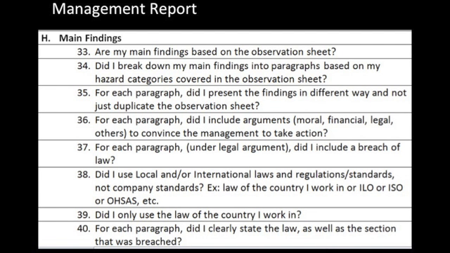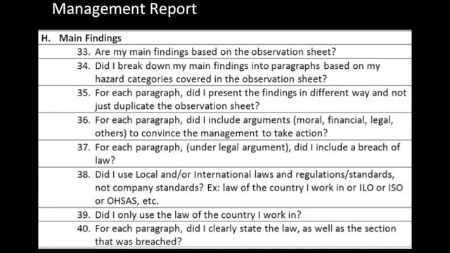For each paragraph under legal argument, did I include a specific breach of law? And did I make sure that this law is actually the law applicable to the country that I work in, yes or no? Did I use local and or international laws and regulations or standards, not the company standards? Example, the law of the country that I work in, or an ILO standard or an ISO standard, etc. Did I only use the law of the country that I work in? Because if, for example, you're working in the Philippines but use the laws and regulations of the UK as evidence in your report, you will not get the mark.